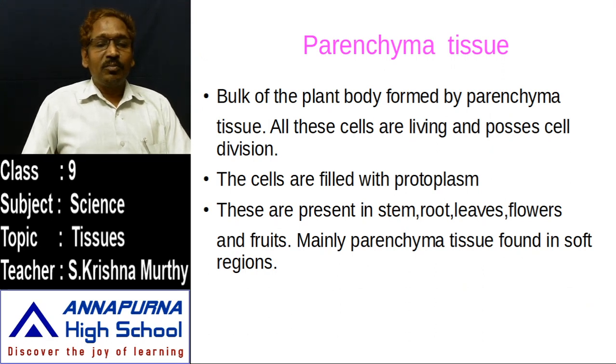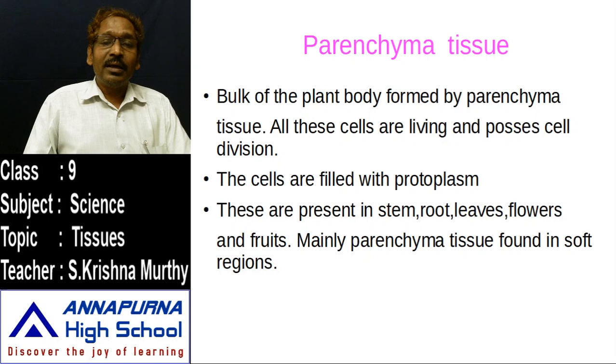Parenchyma tissue. Most of the plant body is designed with parenchyma tissues. The leaf, the flower, root, stem, each and every part is designed with parenchyma tissues. The remaining tissues will also be there in that plant part, but parenchyma occupies a larger portion. Most parenchyma tissues are living cells, and they show cell division.